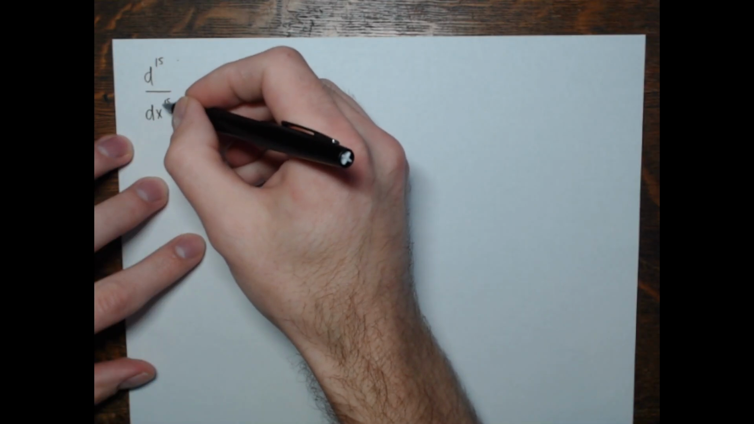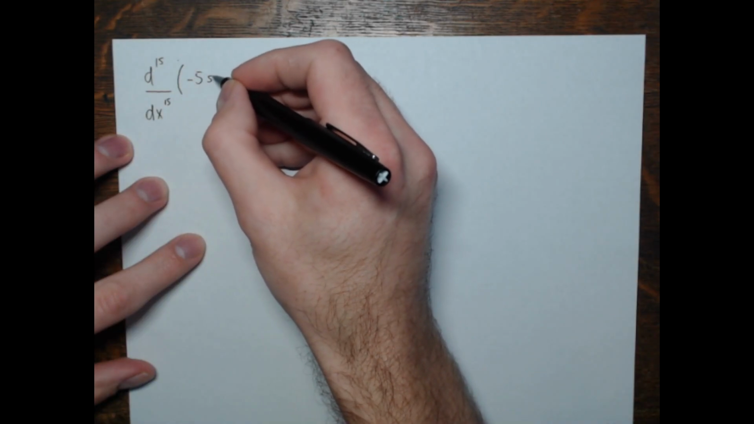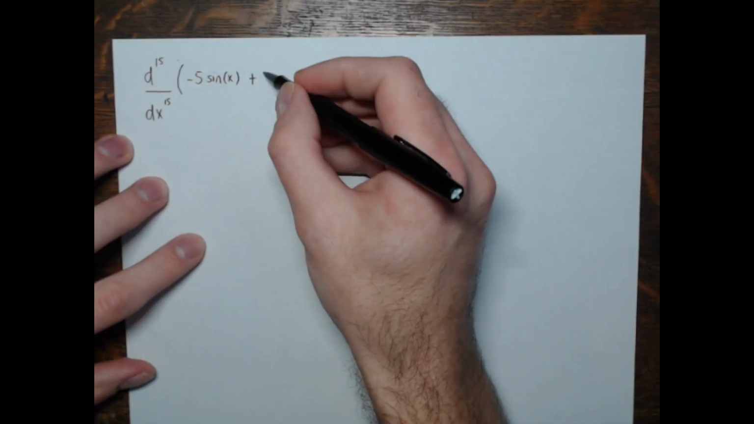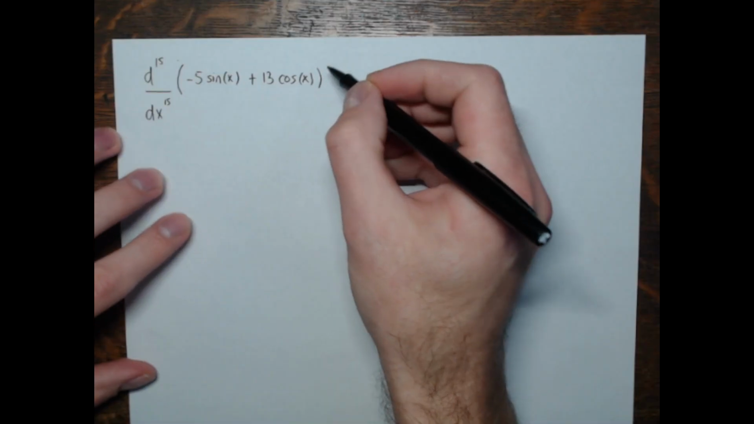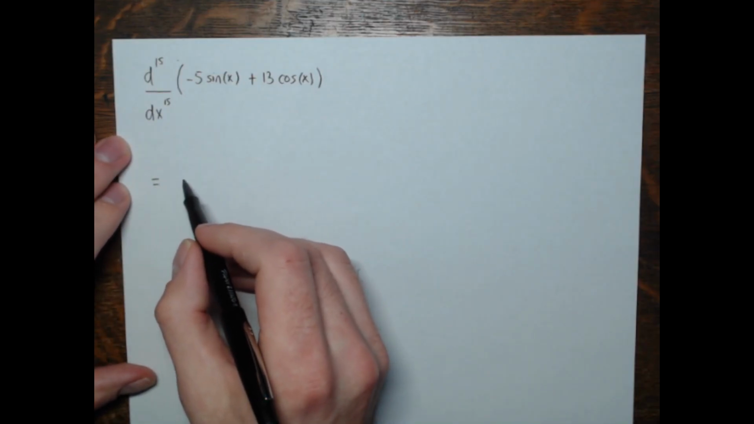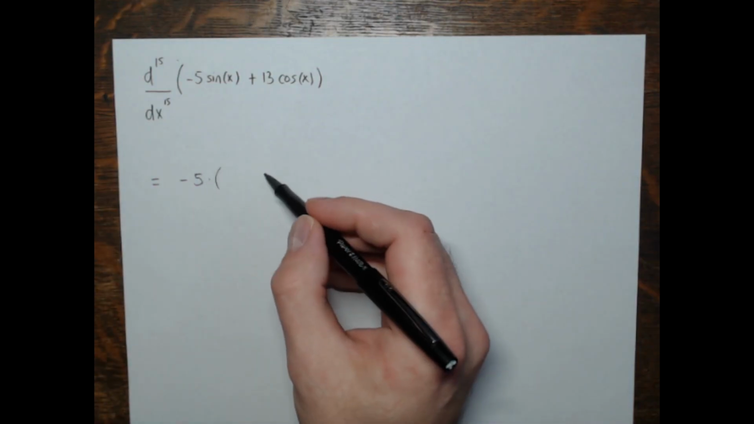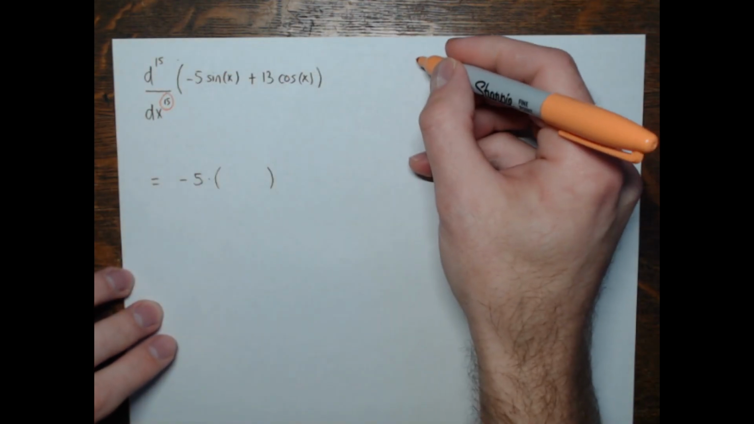So it's d^15/dx^15 here of -5 times the sine of x, then plus 13 times the cosine of x. So again, the coefficients will stick around. You got -5 times... Now think of 15, right? We're taking the 15th derivative.